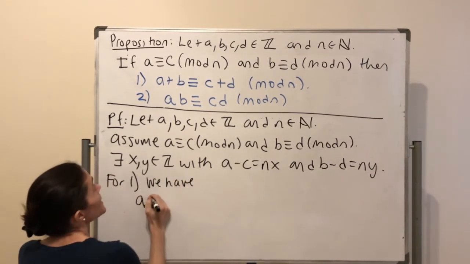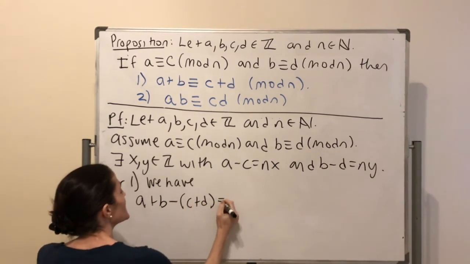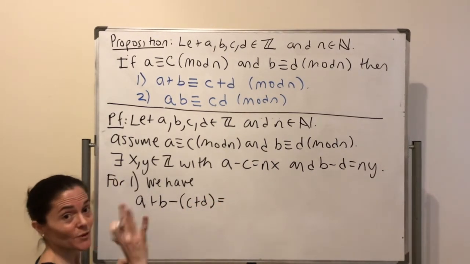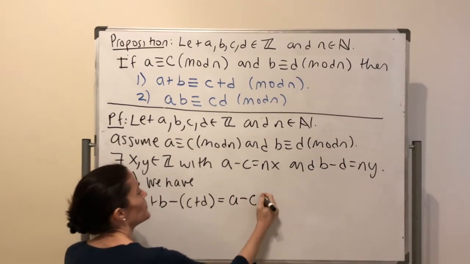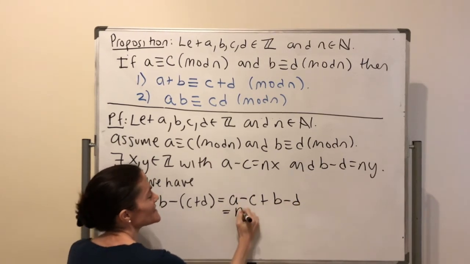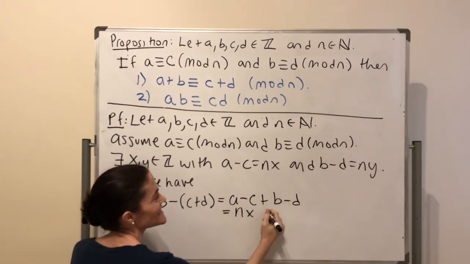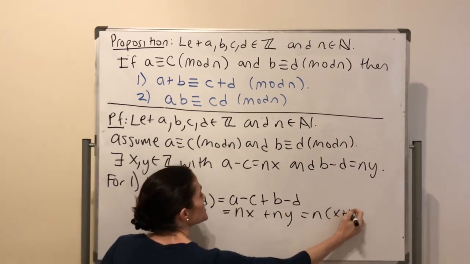Well, A plus B minus C plus D. I can just rearrange this. This is A minus C plus B minus D. A minus C is in X, B minus D is in Y, and this is in X plus Y.